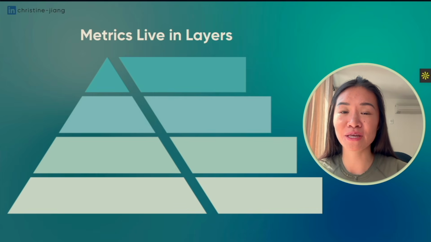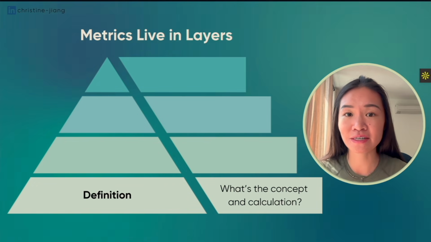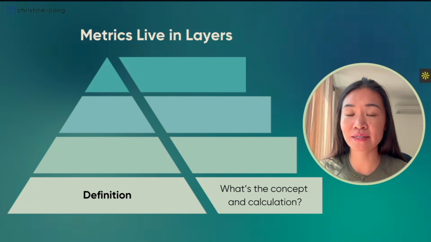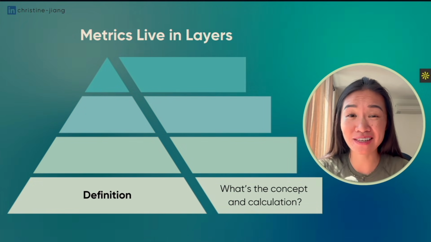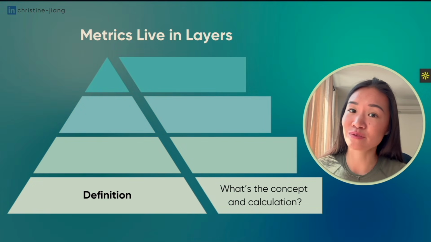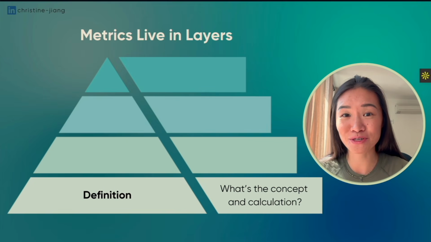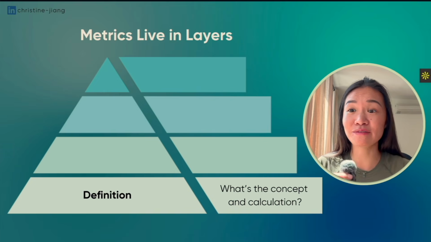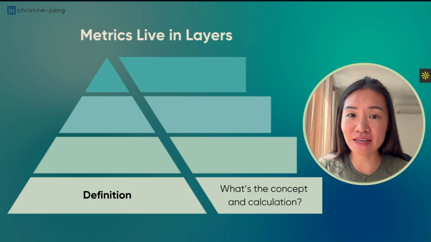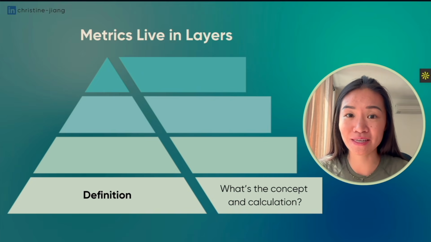Every single metric can be thought of in 4 different layers. First, there is the definition. So that's the concept. What is the actual concept of this metric and how is it calculated? So for example, with revenue, the concept is it's how much money a company is making, and the calculation is just all of the sales that have come through without any expenses, without any overhead being taken out.